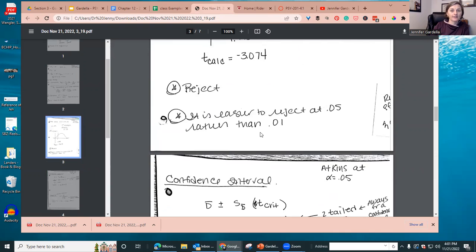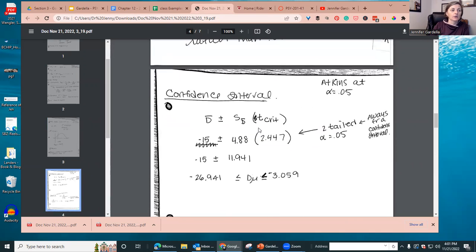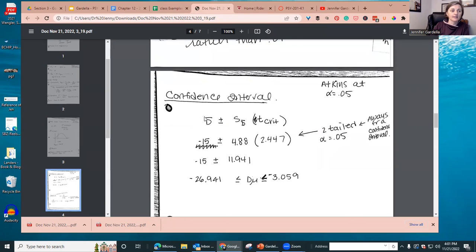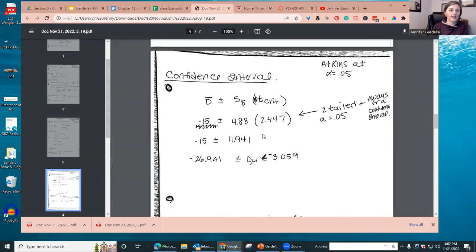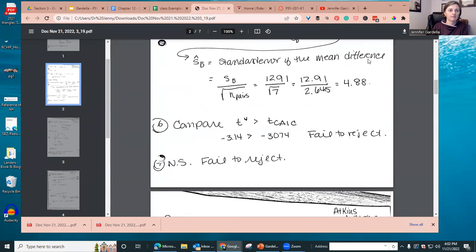So at 0.05, now we can do our confidence interval. So the confidence interval is the difference plus or minus the standard error and the critical value. Couple notes here. So we run a two-tailed, alpha equals 0.05 confidence interval. We can run a one-tailed test, but we always get a two-tailed confidence interval. We do not use the one-tailed value. So it's negative 15 plus or minus 4.88 times 2.447. This is from the table, and this we calculated. And we already did that up here, 4.88.